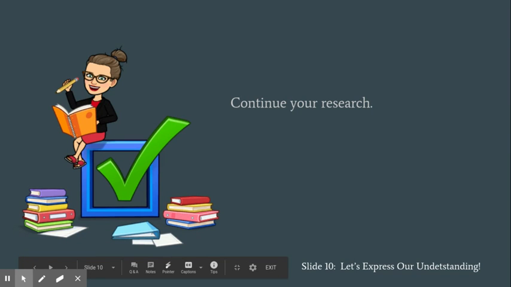So now I'm going to give you about 15 more minutes to continue your research. Continue looking at sources, assessing them, finding out if you can use the information within them during these 15 minutes.